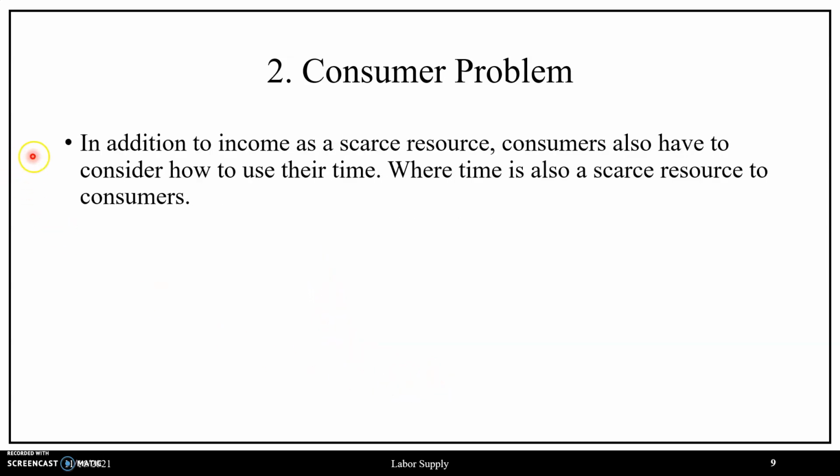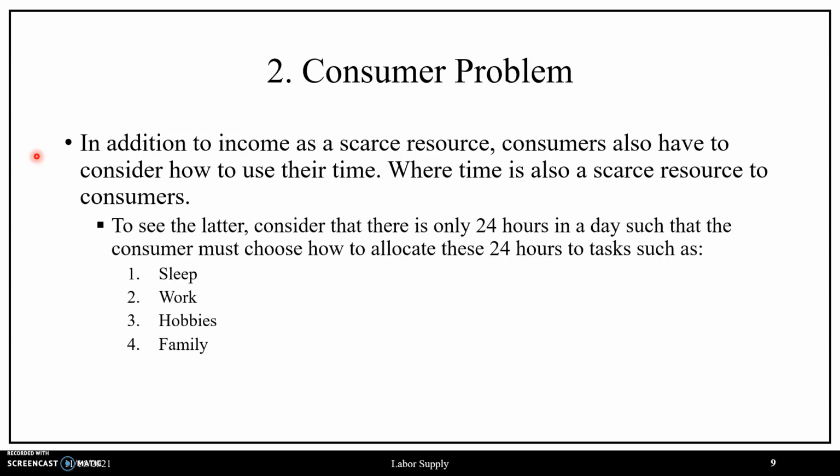Well, in addition to income as a scarce resource to consumers, consumers also have to consider how to use their time, where time is also a scarce resource to consumers. To see this, consider that there's only 24 hours in a day, such that a consumer must choose how to allocate their 24 hours each day to tasks such as sleeping, going to work, engaging in their hobbies, and hanging out with their family.